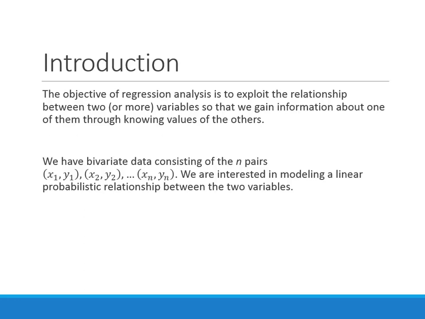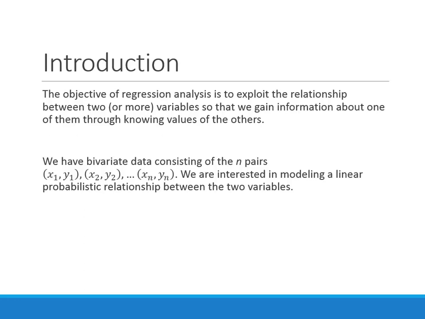So whereas before we were assuming we had independent samples or something like that, here we're going to exploit the dependence that often exists between variables and try to say something about that relationship between two variables. So we'll have bivariate data again now. So we have samples of two variables from each of our n individuals.